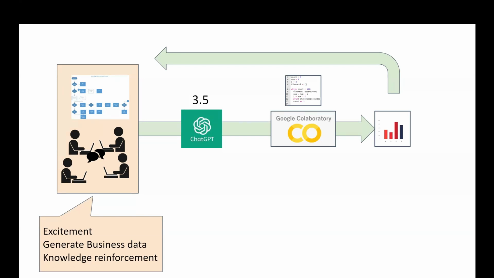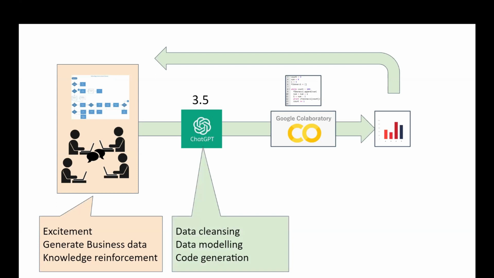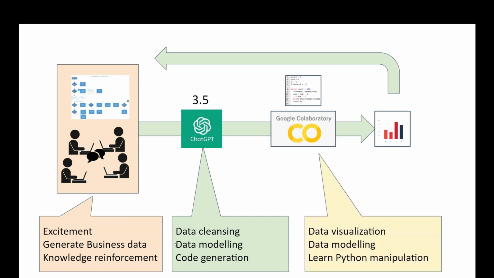The third role is to give you a knowledge reinforcement, because now you are able to use the intelligence and go back to the game and replay and continue the game and win the game. What's the role of ChatGPT? It's going to be data cleansing, data modeling, and then code generation. So the AI is going to do these three roles. What's the role of Colab? It is for you to do data visualization, data modeling, and maybe you will learn Python.